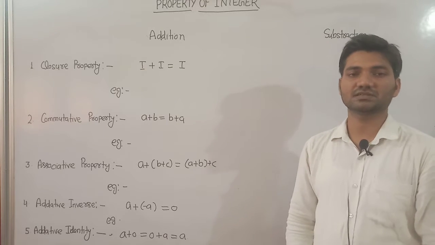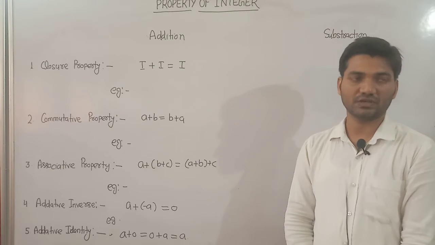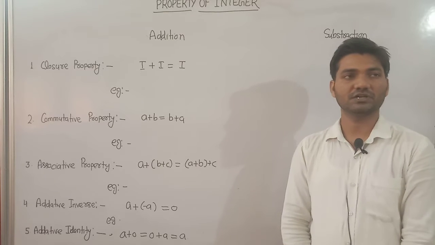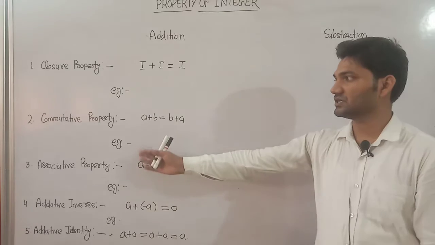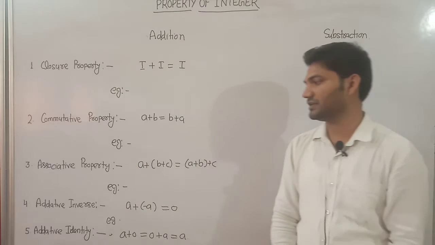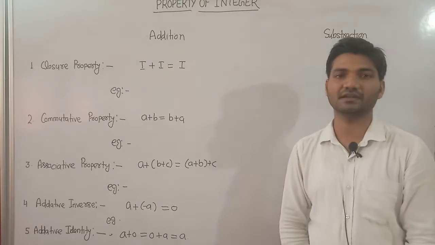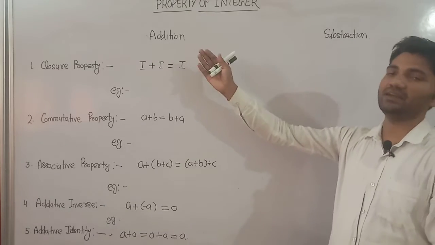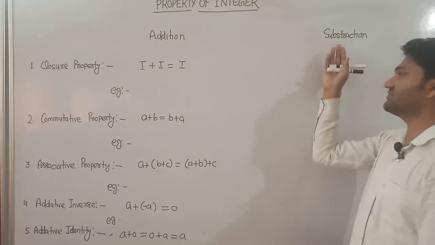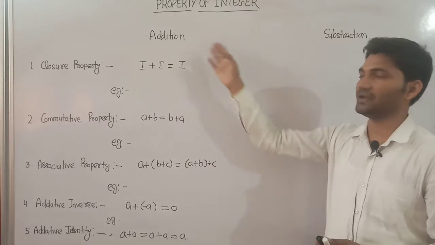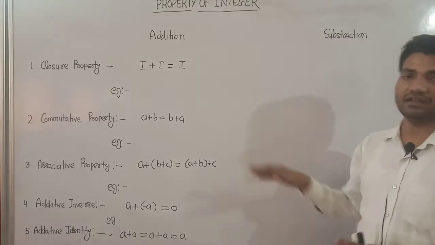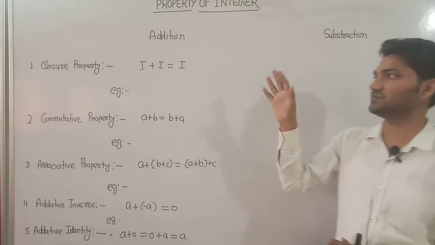We will discuss the sum properties. First is the closure property, second is the commutative property, third is the associative property, fourth is the additive inverse, and last is the additive identity. First we apply addition and subtraction only. I discuss these properties for addition and subtraction.